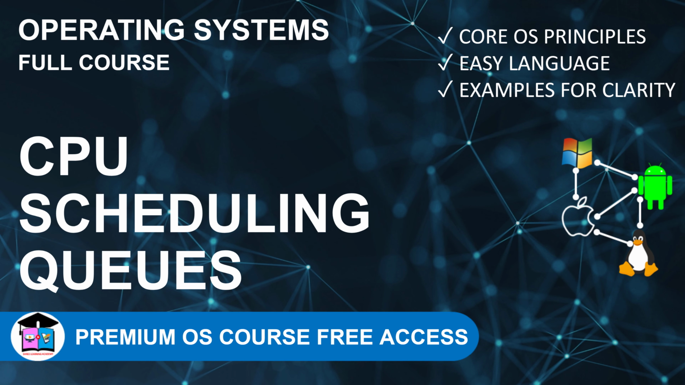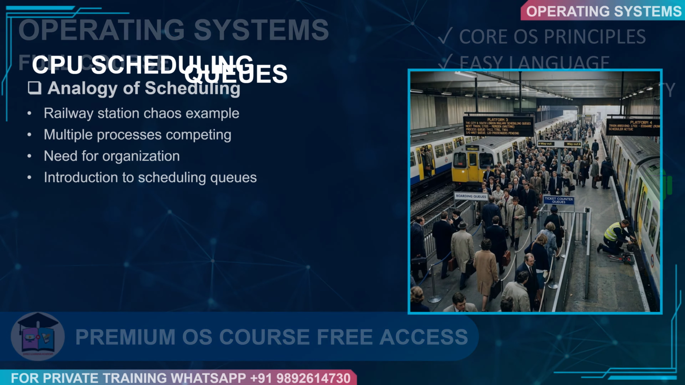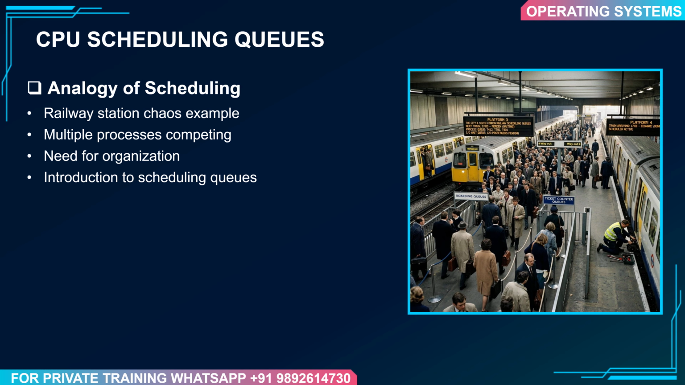Let's simplify CPU scheduling queues. Imagine a busy railway station during peak hours. Trains are arriving, some are waiting, some are being repaired, and passengers are constantly moving around. Now, think of your computer in a similar way. There are multiple programs or processes all trying to get the CPU's attention, some waiting, some running, some paused for input or output. But without proper organization, this would turn into complete chaos. That's exactly where scheduling queues come into play.